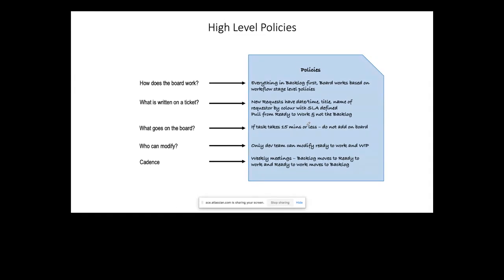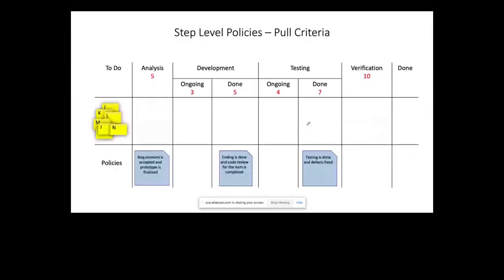The second type of policies that we have are step-level policies. These are basically pull criteria, right? I'll explain what this pull criteria is and what this pull system is all about in Kanban.